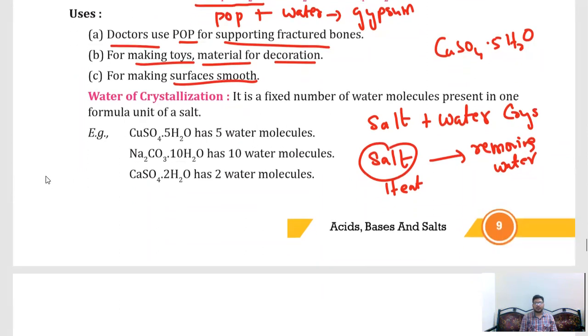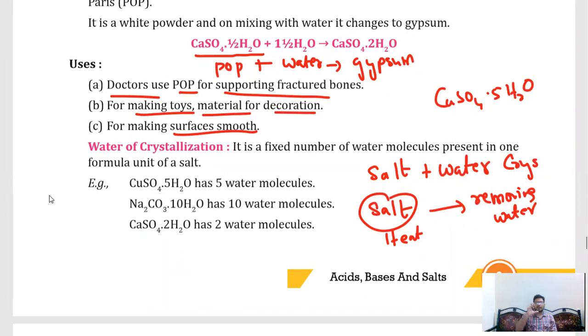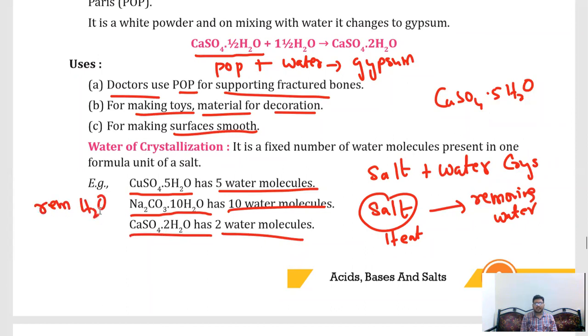It is simple. All salts will have some water particles inside them, but while you are mentioning the formula, you won't mention it. If you observe CuSO4.5H2O, it means 1 unit of CuSO4 will have 5 water molecules. Na2CO3.10H2O means 1 unit of sodium carbonate will have 10 water molecules. Like that we have to say. So if you remove water, it is crystallization. If you add water, it is called recrystallization.